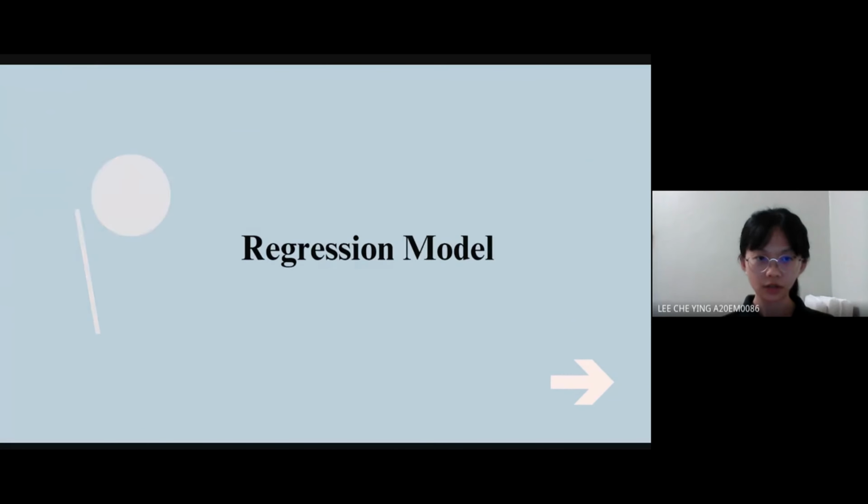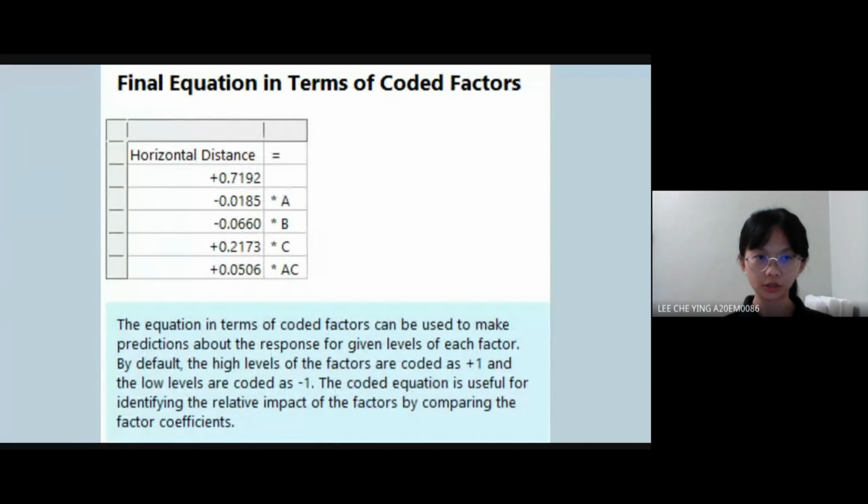Next. So now I will explain the regression model. This is the final equation in terms of coded factors. The equation in terms of coded factors can be used to make predictions about the response for given levels of each factor. The high level of a factor is coded as +1 and the low level is coded as -1. The coded equation is useful to identify the relative impact of the factors by comparing the factor coefficients.